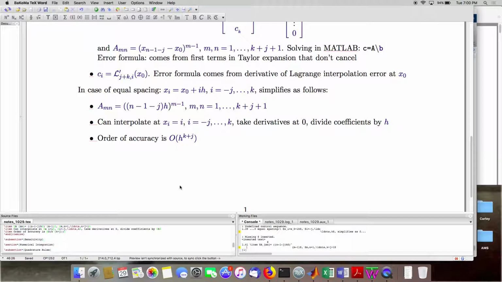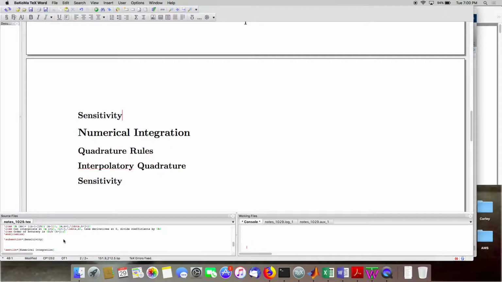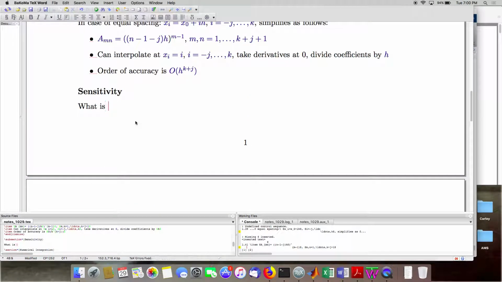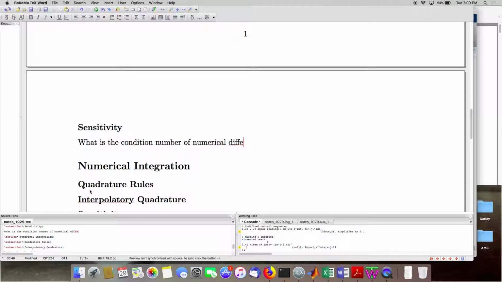Now, a few words about sensitivity. I'm going to move this to a new page. What is the condition number of numerical differentiation? All right, so a problem computing f prime of x naught. Now, can anyone tell me, this is back from chapter 2, how is the condition number defined? Yeah, forward error. It's a ratio of forward error, backward error.